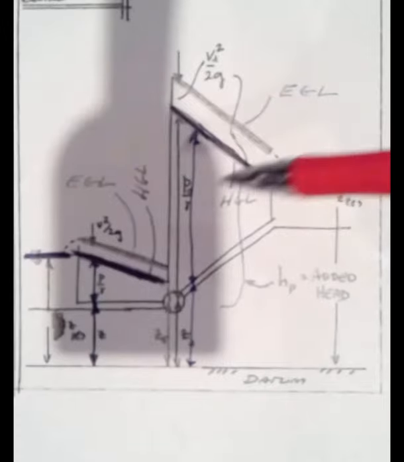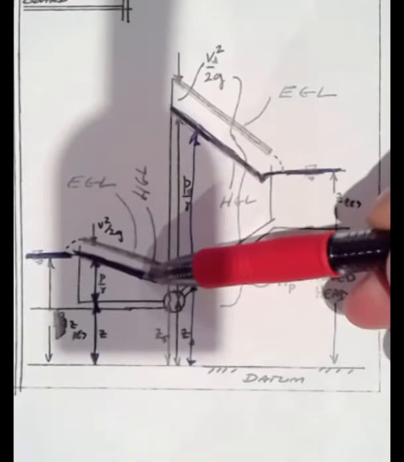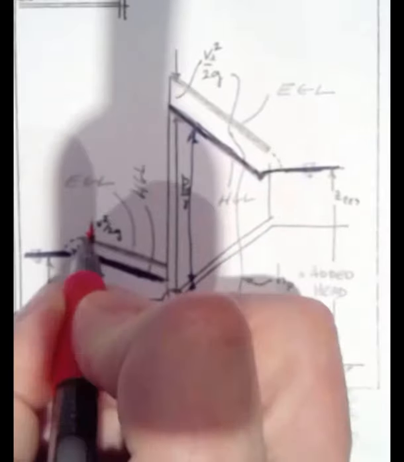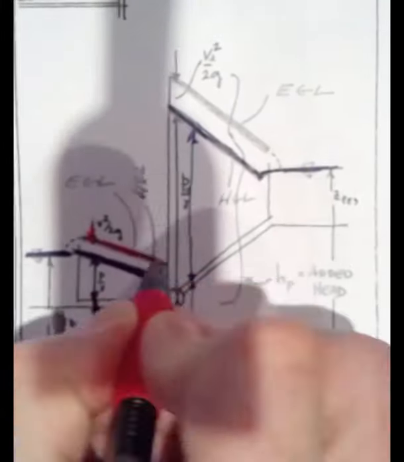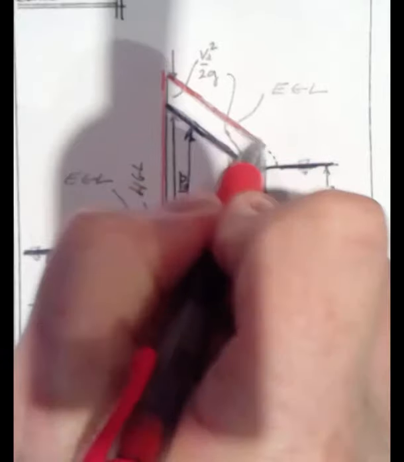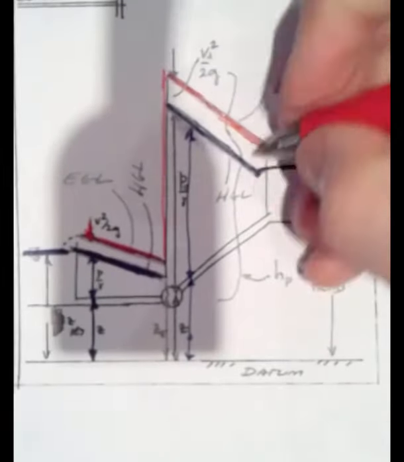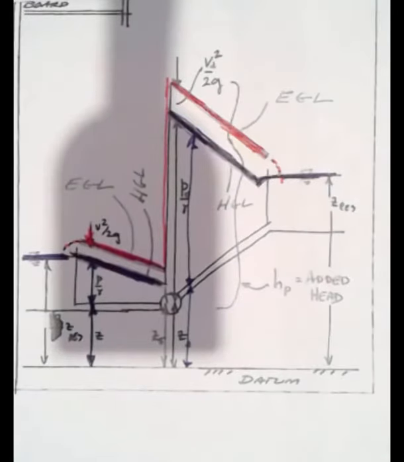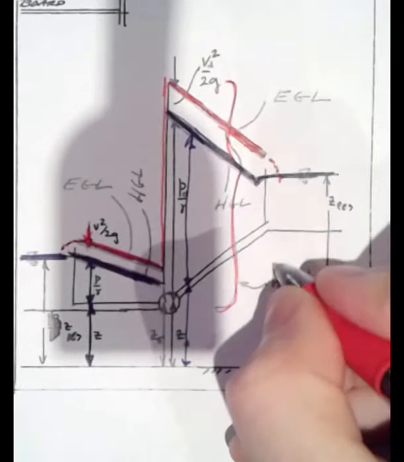The energy grade line would be the same as the hydraulic grade line plus the v squared over 2g part. So we add the v squared over 2g. There's the energy grade line. That pump adds that 74 feet of head. There's the energy grade line. And we draw these kind of dashed like that to account for the entrance effects. This height here is the added head of the pump.